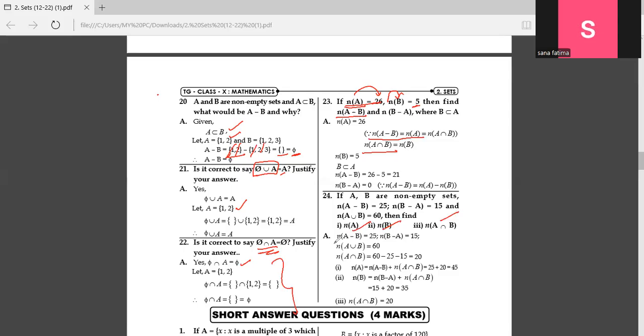These are the given data. N of A union B is given. So N of A intersection B you can easily find out using this formula. Formula based questions are quite easier to do, but only understanding is required.